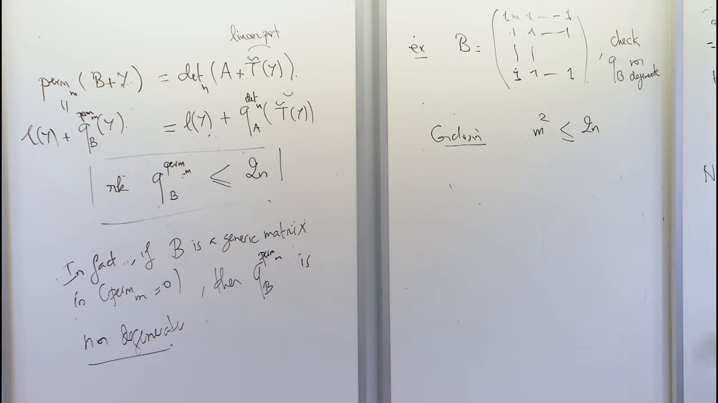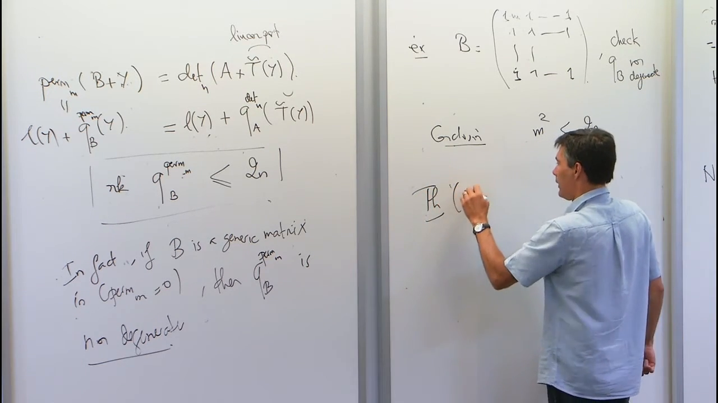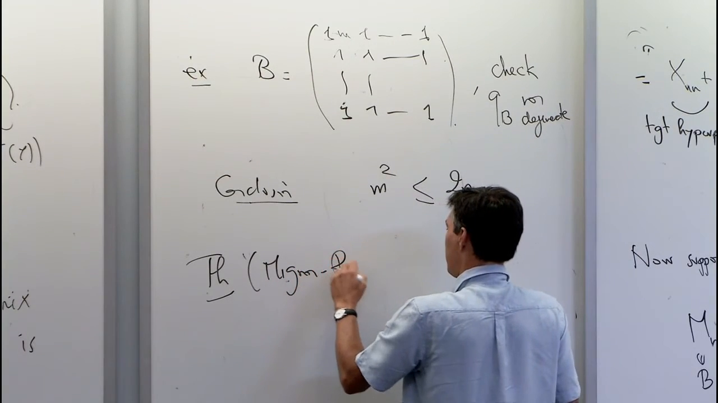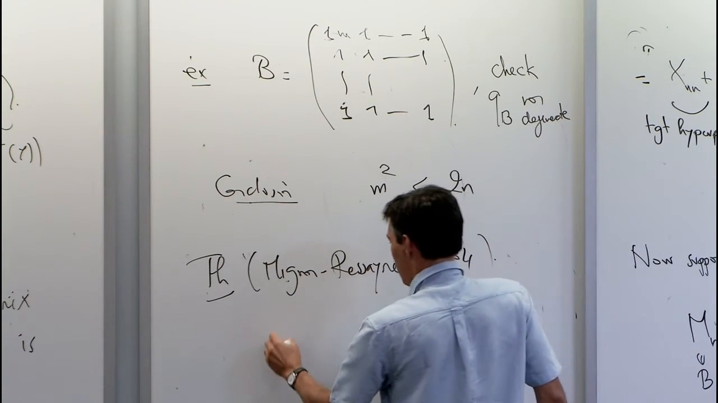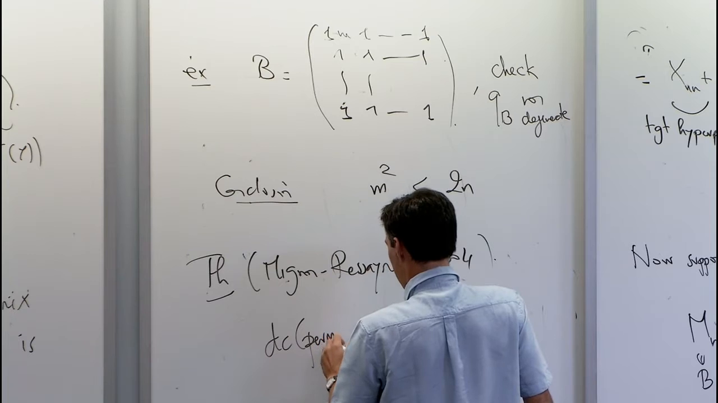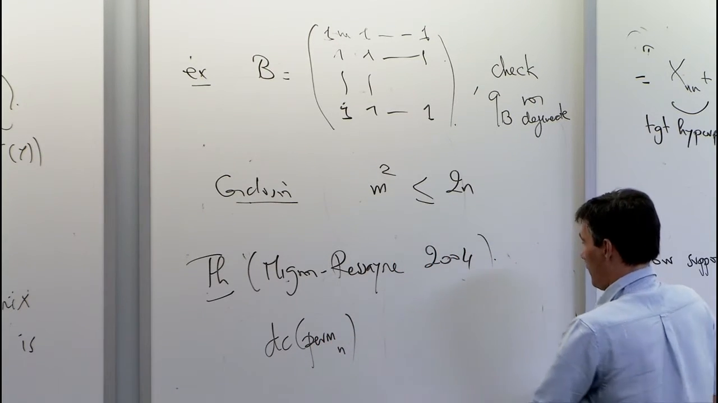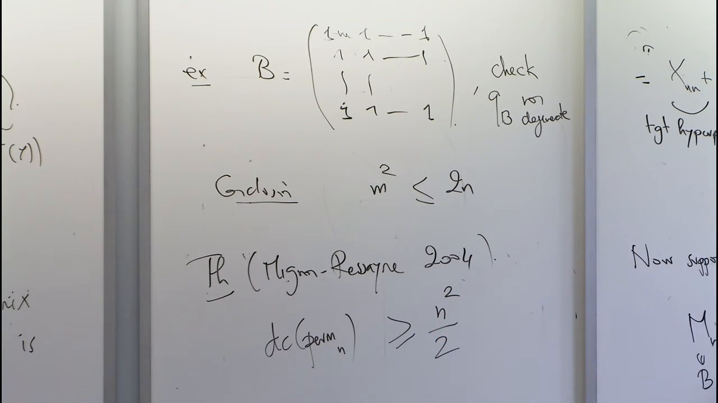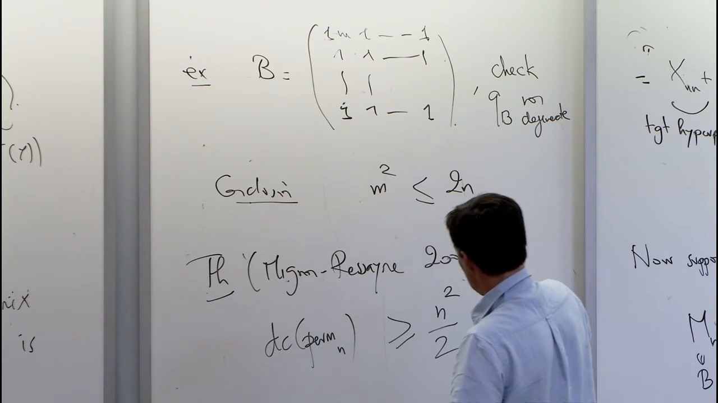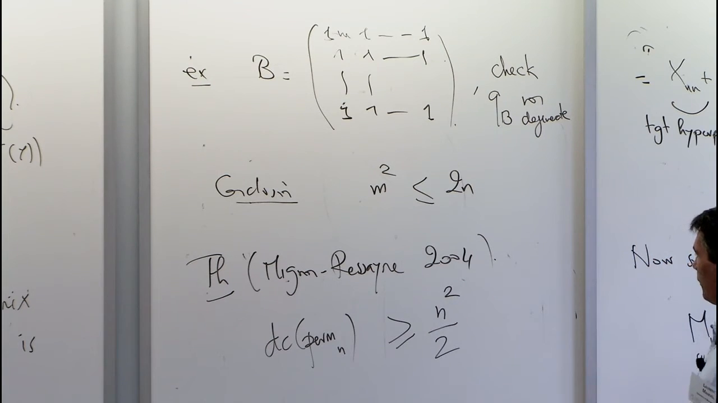So we get a lower bound. That's what we were looking for. That's a theorem which is due to Mignon and Ressayre, really 10 years ago: that the determinant complexity of the permanent is at least n squared divided by 2. In particular, if you take n equal 3, for example, you get at least 5, 6, or 7. This has still to be decided.